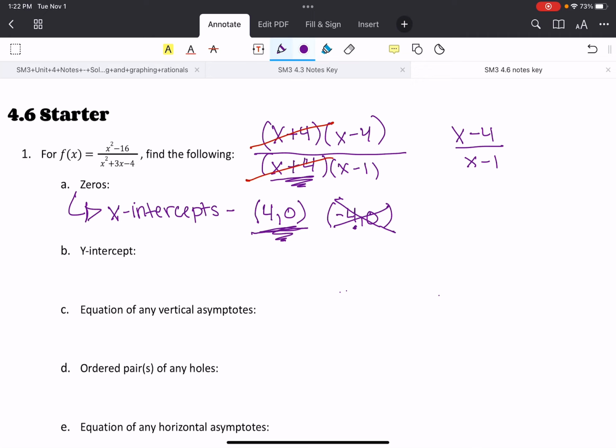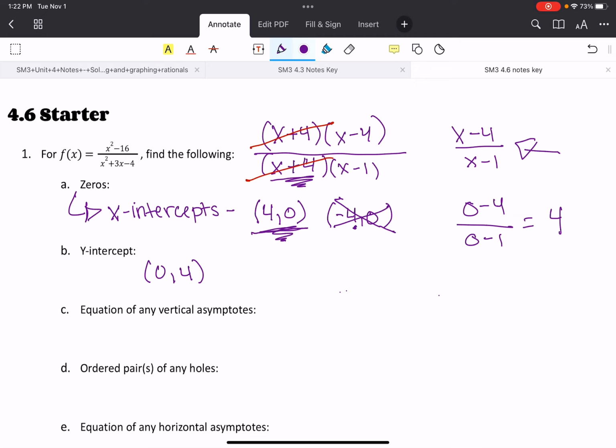Okay, what about your y-intercept? Again, 0, 4. And we found that by plugging in 0 for x. 0 minus 4 divided by 0 minus 1 equals 4 over 1, which is just 4. Only put it in a point.